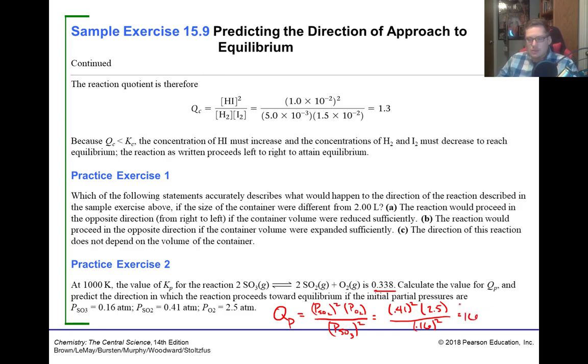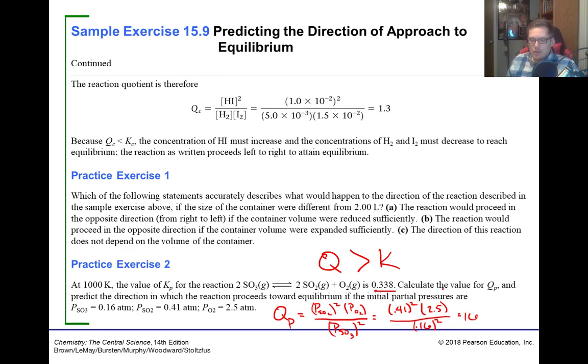Okay, now we have to think to ourselves, well, which way is it going to lie? Because it wants us to calculate that Q, mission accomplished, but then it says also predict the direction in which the reaction proceeds towards equilibrium. All right, so we have to compare that to our K. So our Q value is greater than our K value. A lot greater, right? Our Q value is bigger than our K value. Our K value is only 0.338.